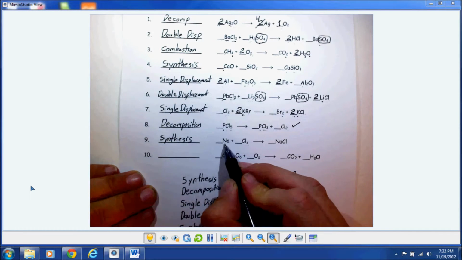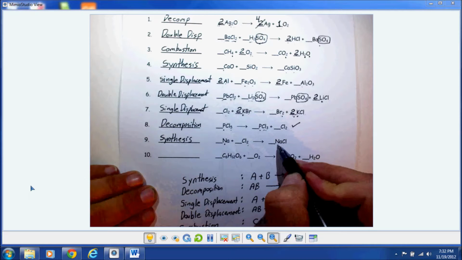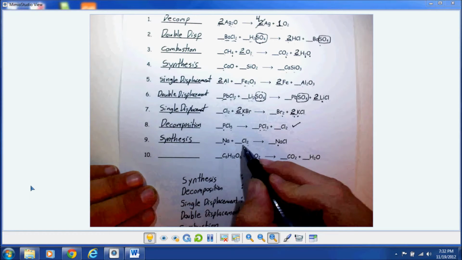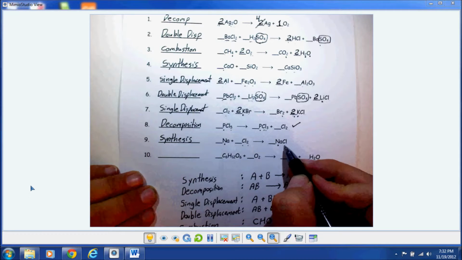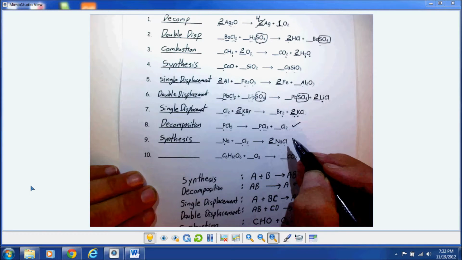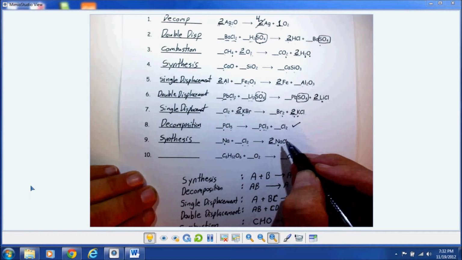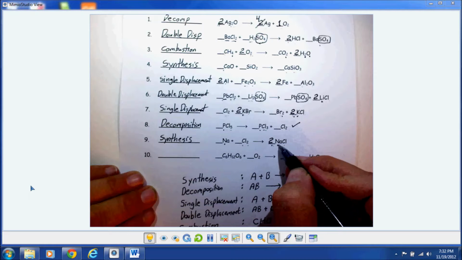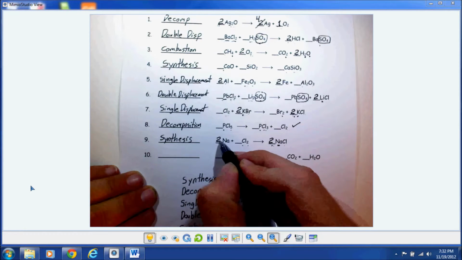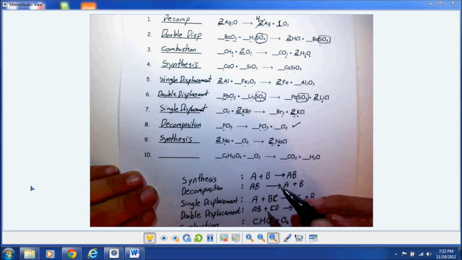Let's balance it. I have 1 sodium here and 1 sodium here. On the left hand side I have 2 chlorines, but only 1 chlorine on the right hand side. I can fix that by putting a coefficient here. Now this gives me 2 sodiums on this side, so I have to go back over here and correct that, and the equation is now balanced.